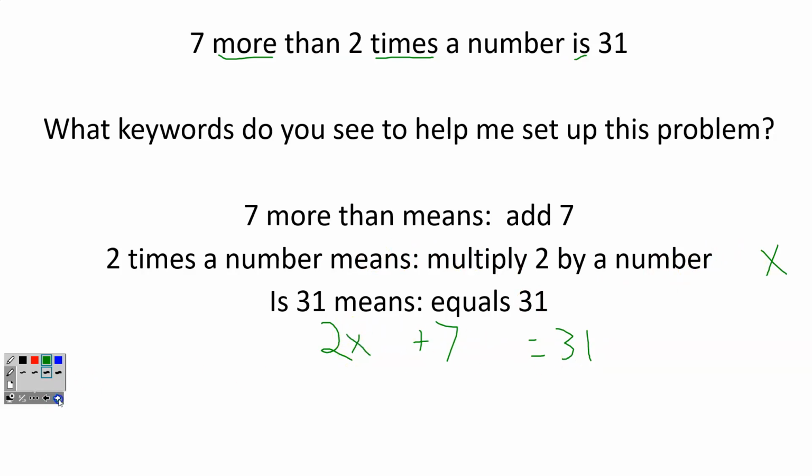And there is our two-step problem to solve. 2x plus 7 equals 31. When I solve it, I draw my fence, subtract 7 from both sides, bring down my 2x. 31 minus 7 is 24. I'm going to divide both sides by 2, and I get x equals 12. There we go.